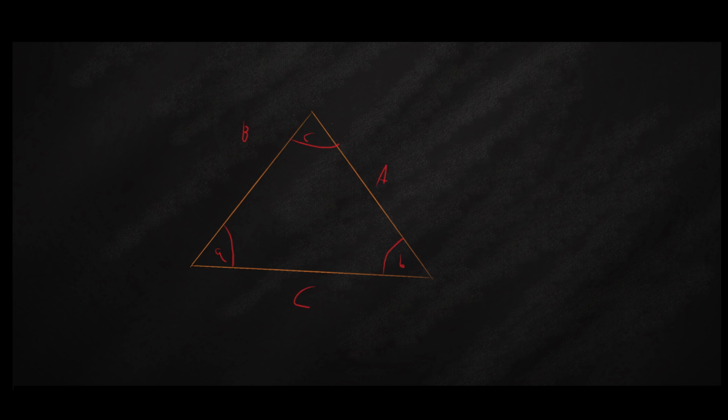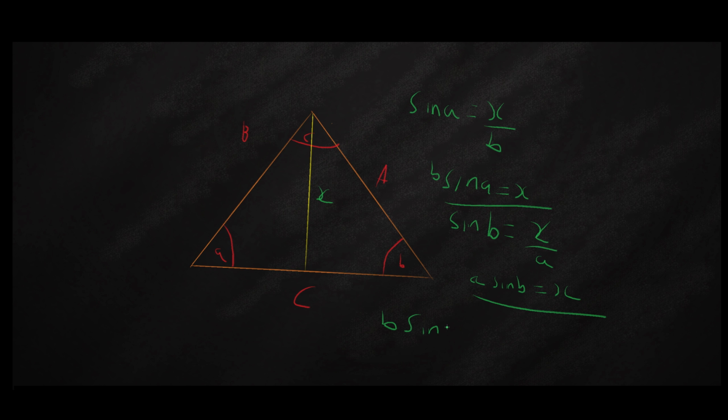Let's take a triangle and split it into two, with the middle side being called x. Let's find x in terms of other sides. For the one on the left, x over b is sine a, which makes x b times sine a. For the one on the right, sine b is x over a, which means x is equal to a sine b. As they are both equal to x, this means a sine b is equal to b sine a.